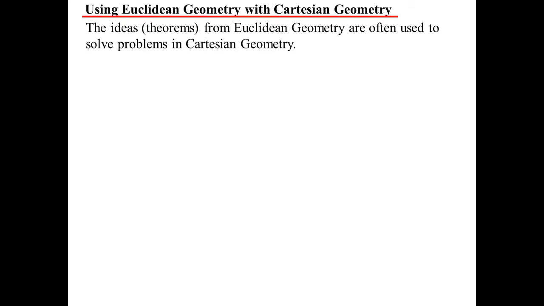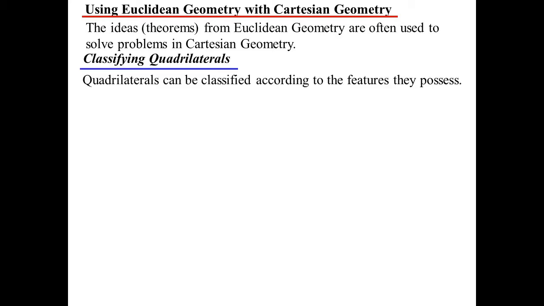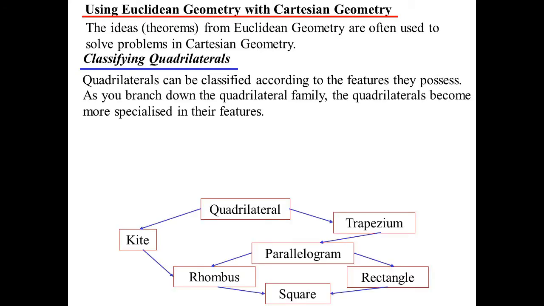So all those theorems that you learnt in the junior school still can be very useful in solving, say, a Cartesian geometry problem. So I think one of the key ones is quadrilaterals. So classifying quadrilaterals. Quadrilaterals, we classify them by the features, and the more specialised the features, then we can narrow down the type of quadrilateral that we may have. And so there's the little family tree. Starts there with a quadrilateral, which of course is just a 4-sided figure, but from there we can branch off and get to the other quadrilaterals.